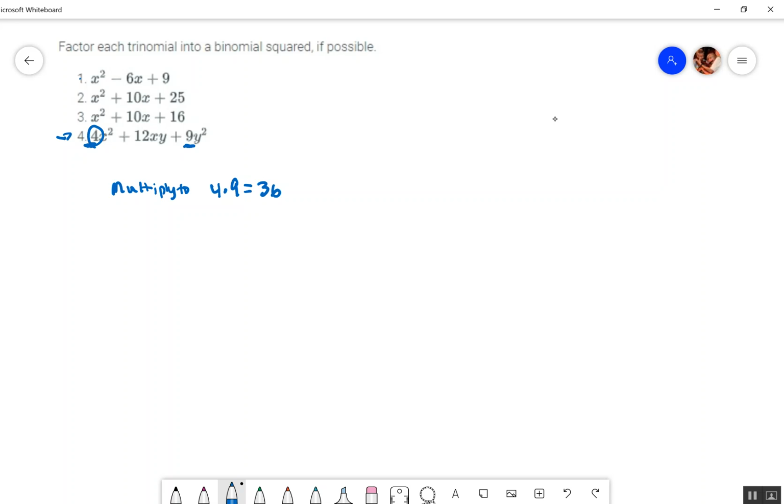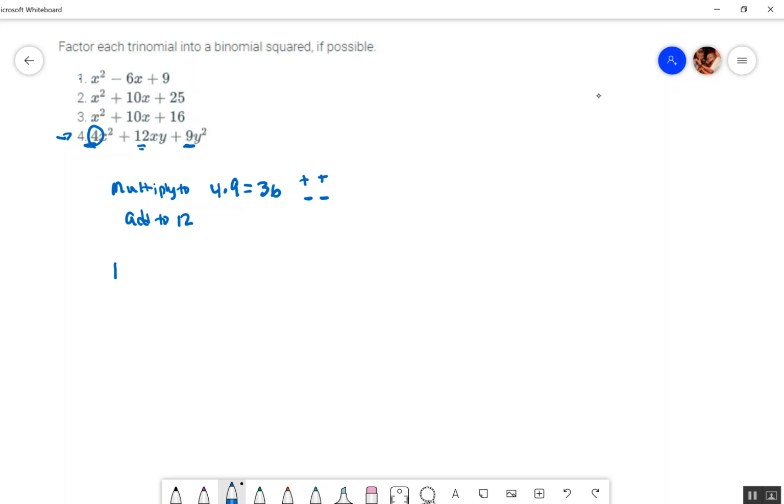Whenever your lead coefficient is not a 1, you have to take that lead coefficient times your last term. Okay, so I want things that multiply to 36, but again, things that add up to 12. And again, that 36 is positive, so I'm either looking for 2 positive numbers or 2 negative numbers. And I'm going to start trying to figure it out.